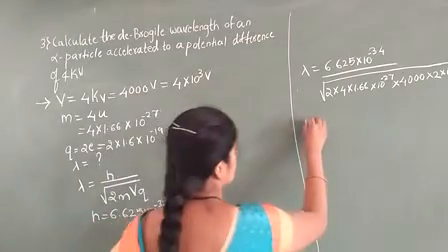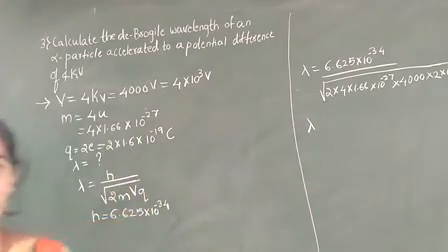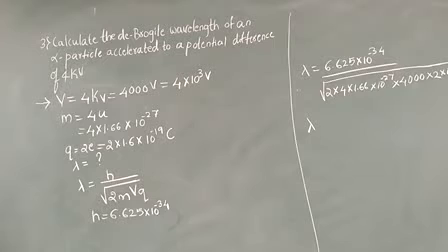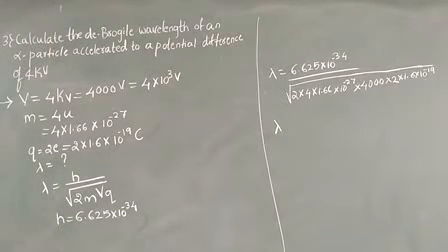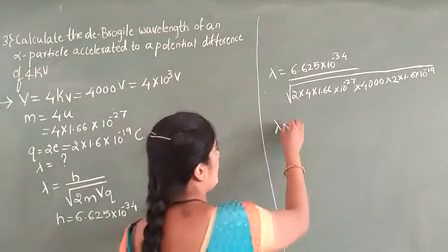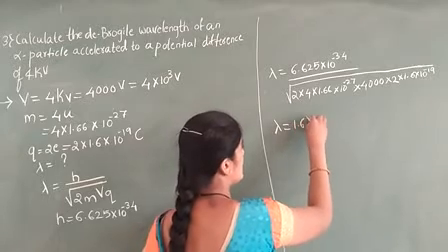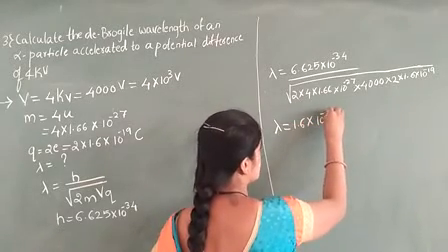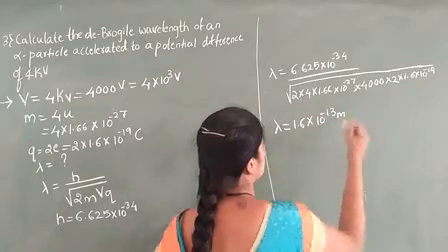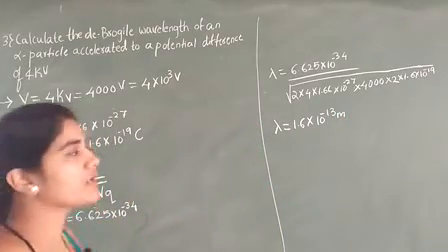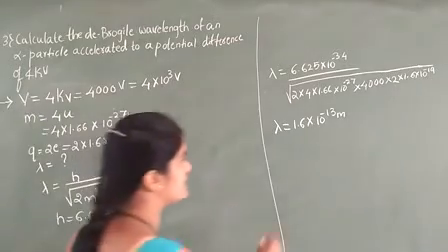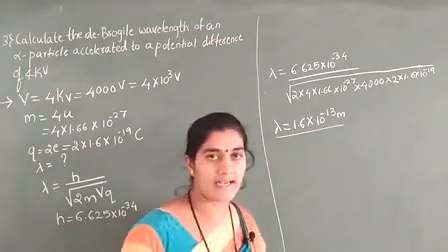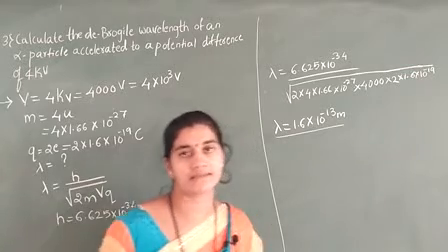Now, by using this, we have to calculate the value of the lambda. Therefore, the value of the lambda, we are getting the answer as 1.6 into 10 raised to minus 30 meter. Therefore, according to the question, the de Broglie wavelength of an alpha particle is 1.6 into 10 raised to minus 30 meter.